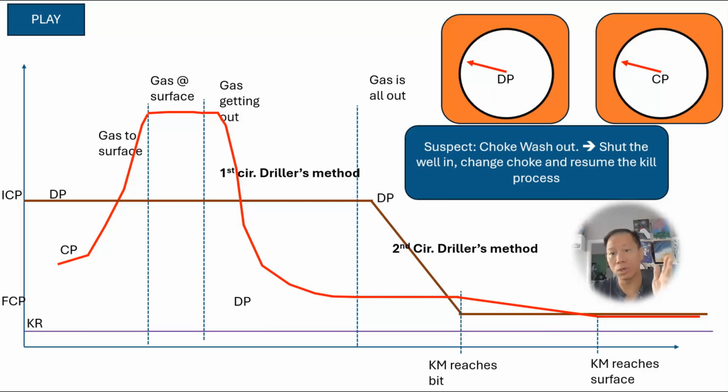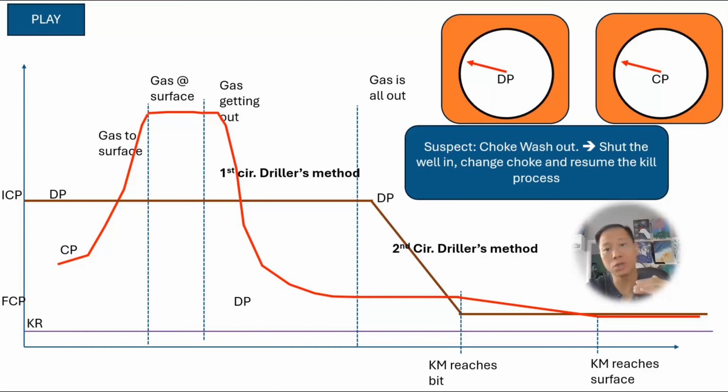All right, if gas is at surface, you see casing pressure max out, and you see casing and drill pipe pressure start slowly dropping, then you can close the choke. Okay, so now into the next stage, when gas is getting out of the well, you know casing pressure will drop, but you are not finished on the first circulation of the driller's method.